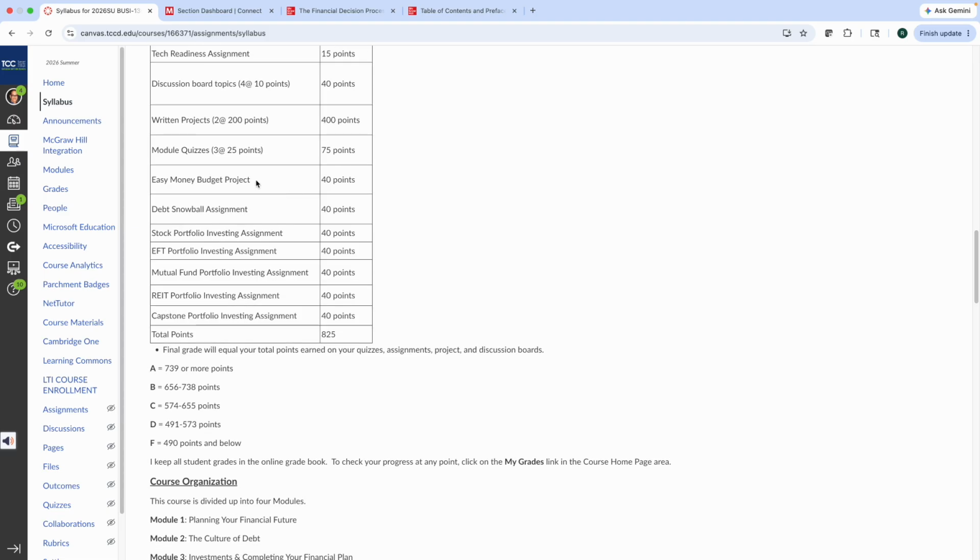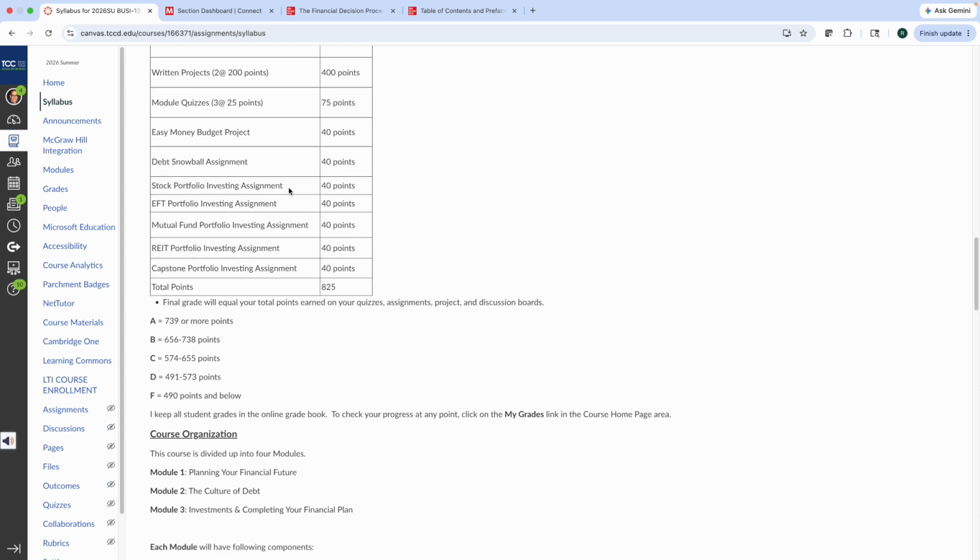I have the projects right here. So we're going to do a quick budget. We have a debt snowball assignment. That's how to get rid of debt. We have a stock portfolio, how to invest in stocks and how you're going to pick them. We have an ETF portfolio, that's exchange traded funds. We have a mutual fund investing assignment. These are all 40 points apiece. We have a REIT. REIT is a real estate investment trust.